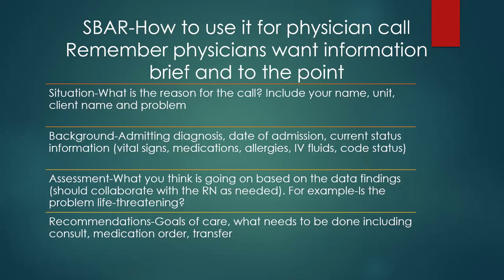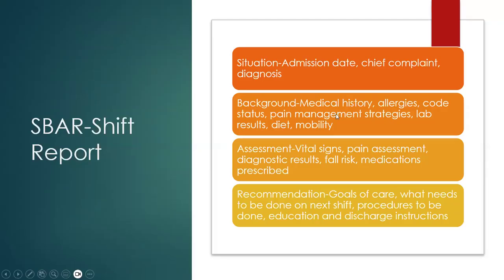So what do you think is going on based on your data, your head-to-toe assessment, all that information that you have gathered? Is this life-threatening or not? And then recommendations: goals of care, what needs to be done, including consults, medication orders, or transfer. So when we're doing shift report, it's almost the same information, but our situation is we're going home and someone else is coming, or vice versa. And as we have documented during the shift, for the most part, facilities have, as part of their electronic health records, these Kardexes.